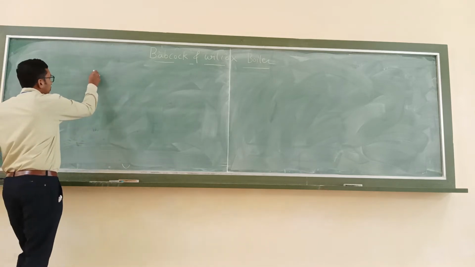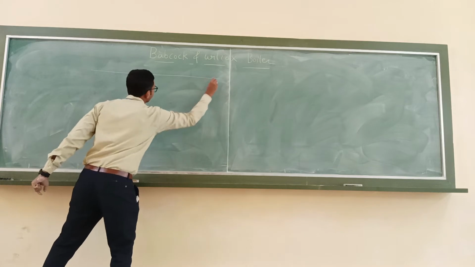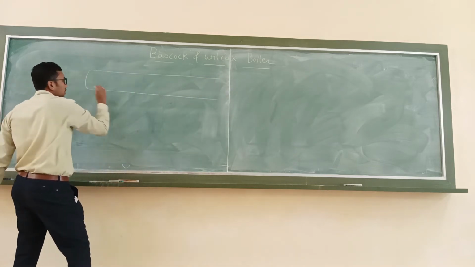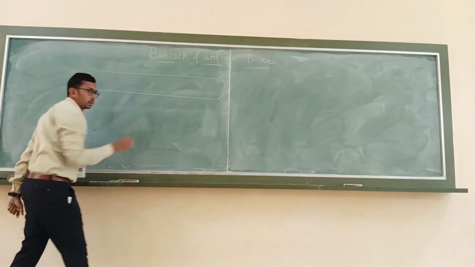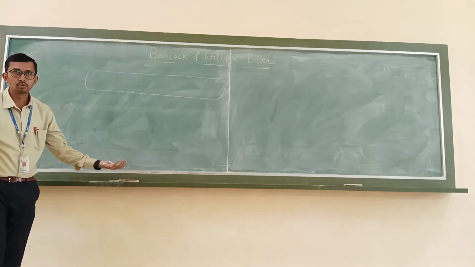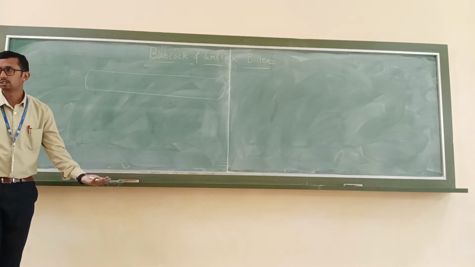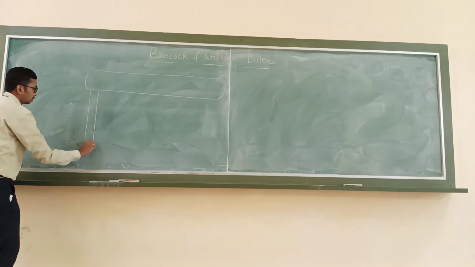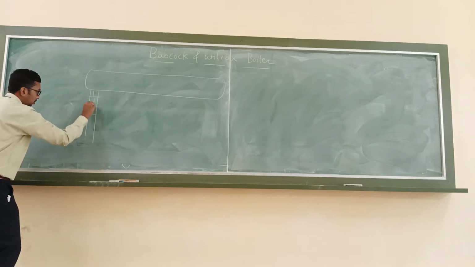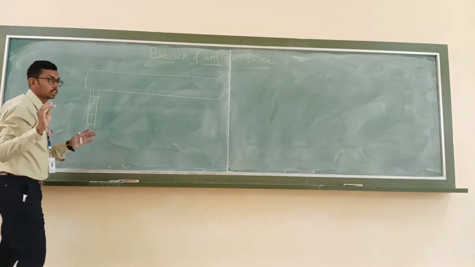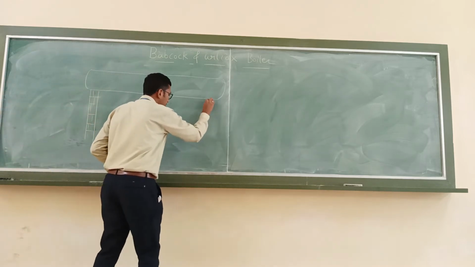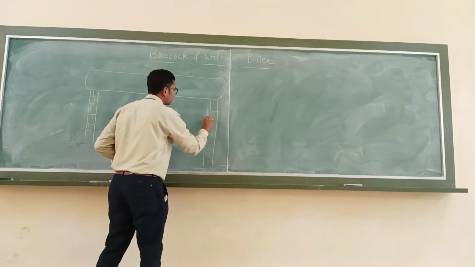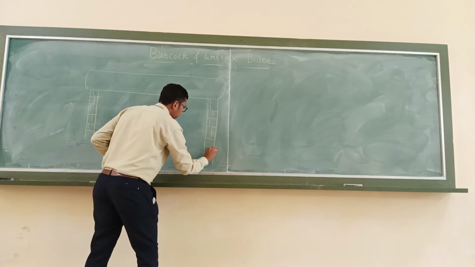First you have to write the boiler drum. This boiler drum has to be mounted on something, right? It has to be supported. So it is mounted on a brick structure. What is this? Brick structure. So this is a cross-sectional view of the boiler. This is a brick structure.